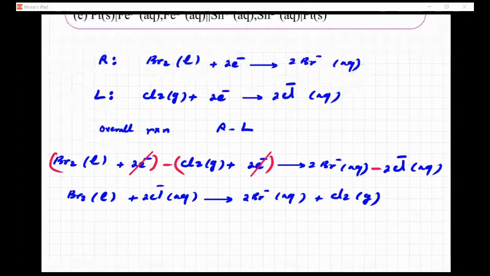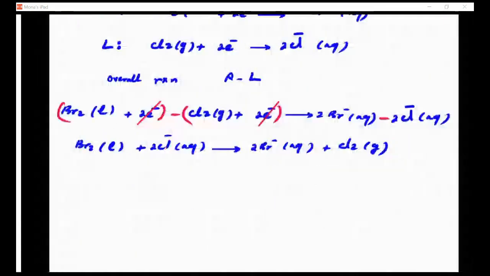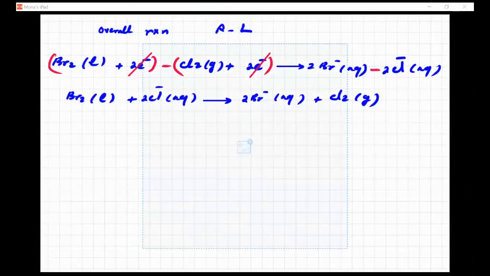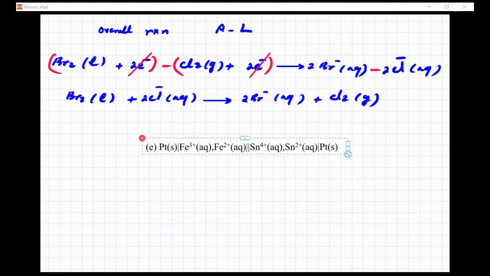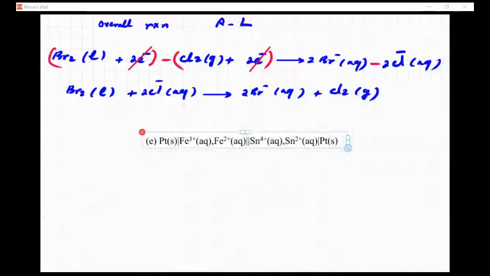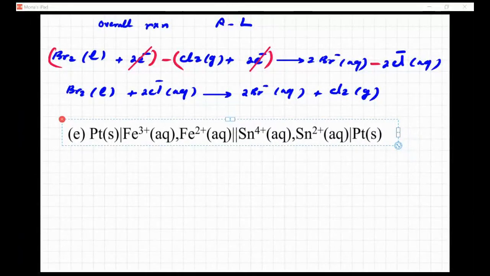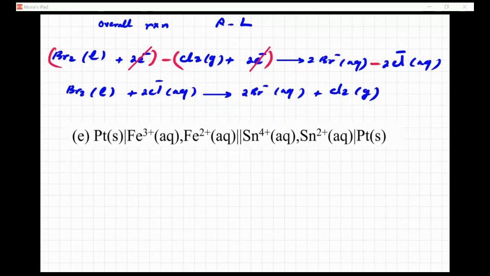Now let's see what we have. We have to write also for part E. So for part E, what is it? Is it this one here? Yes, this is the one, part E. So let's try to solve part E.